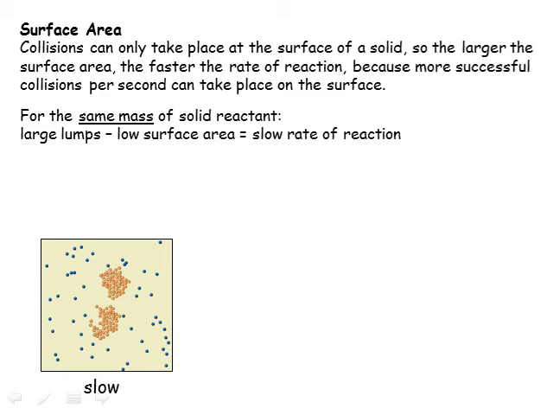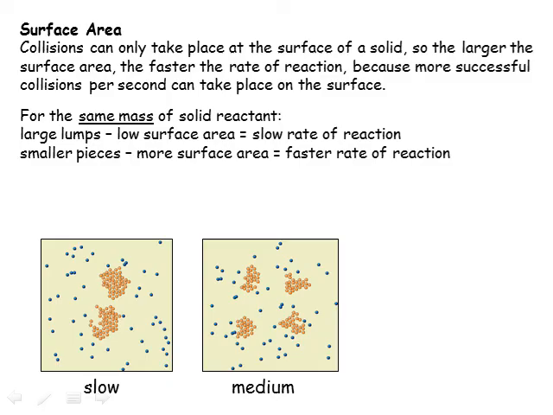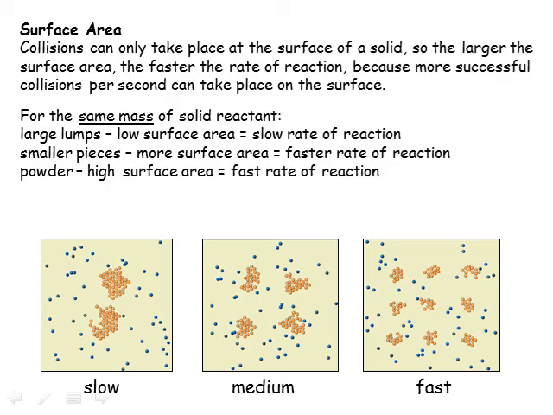If we have the same amount of our solid reactant, we can increase its surface area by breaking it into smaller pieces. Large lumps will have a low surface area, and hence relatively few successful collisions can take place per second. If we crush the lumps into smaller pieces, we expose more surface, and so successful collisions will be more frequent. If we really want to increase the rate of reaction, we need to powder our solid to maximise its surface area.